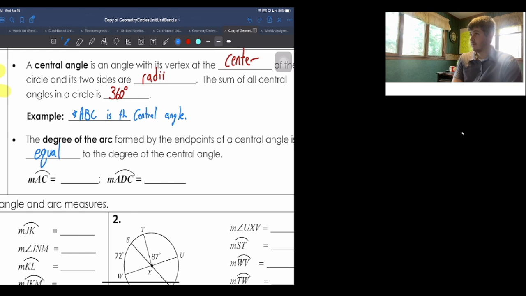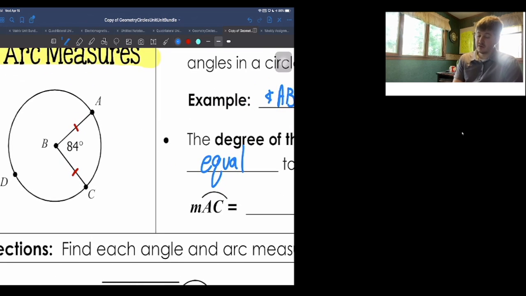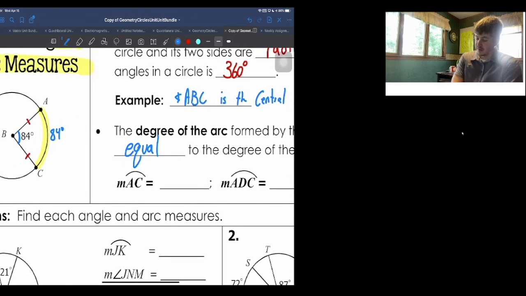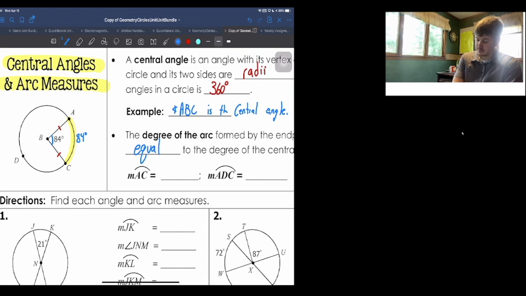So what does that mean? Go back to the diagram. What it means is we can see in the diagram that angle ABC is 84 degrees. That also tells me that arc AC out here is also 84 degrees. That's all it means. Remember, arc measures and angles are different types of angles, but for circles, this is what it means. So the central angle and that arc measure are exactly the same. So the measure of arc AC is 84 degrees.